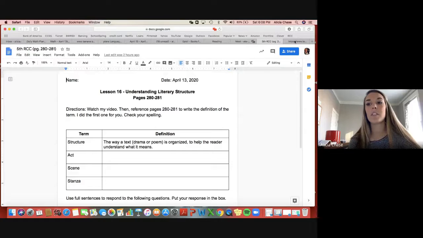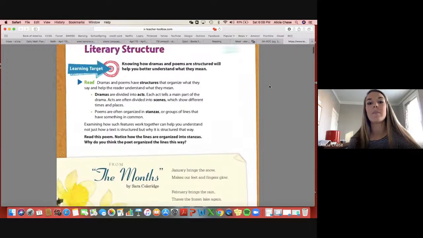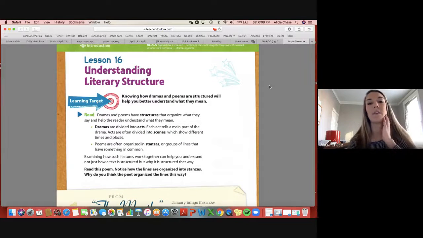So I'm going to pop over to my page 280, and I'm just going to review a little bit of this, okay? This week we're moving into lesson 16, which is understanding literary structure. What we're going to be doing is looking at dramas and poems and how they're structured. Structured means this is how something is organized. And we're going to see how that will help us better understand what they mean.